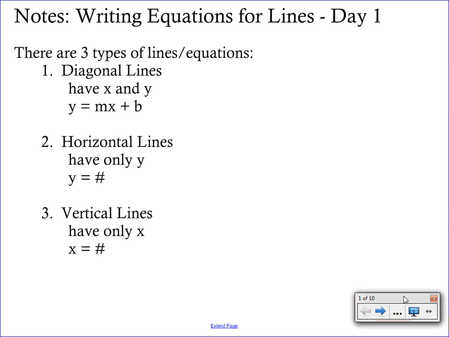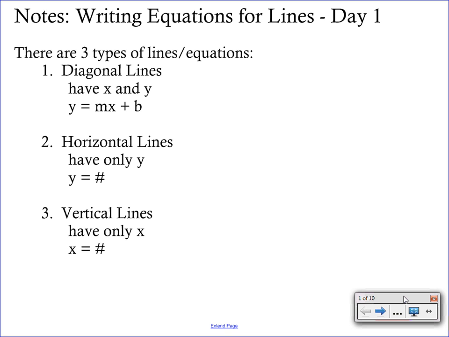This first slide just goes over the three different types of lines, and we've talked about these before. We have diagonal lines, horizontal lines, and vertical lines. For diagonal lines, you will notice that they will have an x and a y in them, and we'll end up with diagonal lines in slope-intercept form. You should recognize y equals mx plus b.